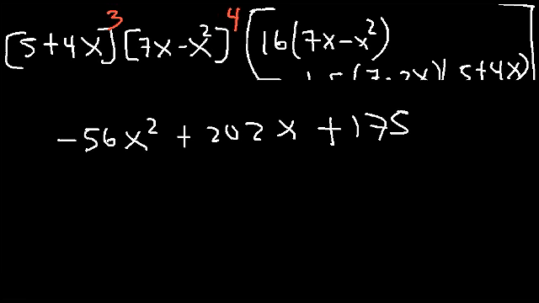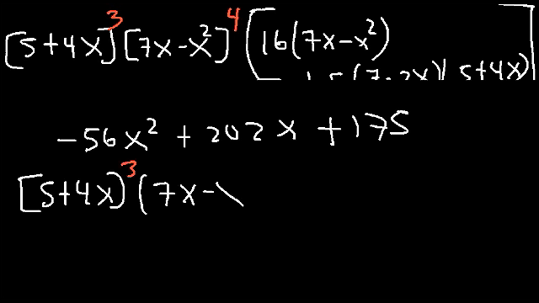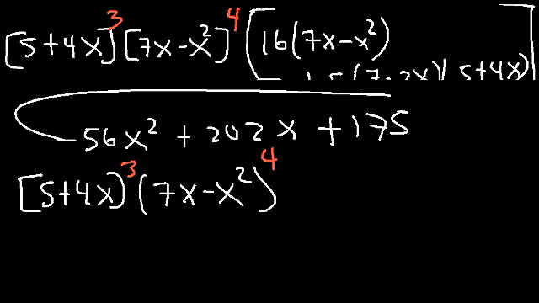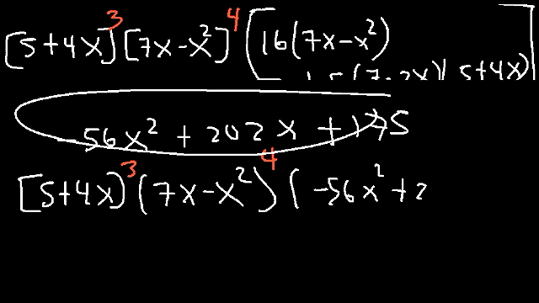So now we can write the final answer. So the final answer is going to be 5 plus 4x raised to the third power times 7x minus x squared raised to the fourth power times this stuff, negative 56x squared plus 202x plus 175. So that's how you can solve a problem that contains a product rule and the chain rule.